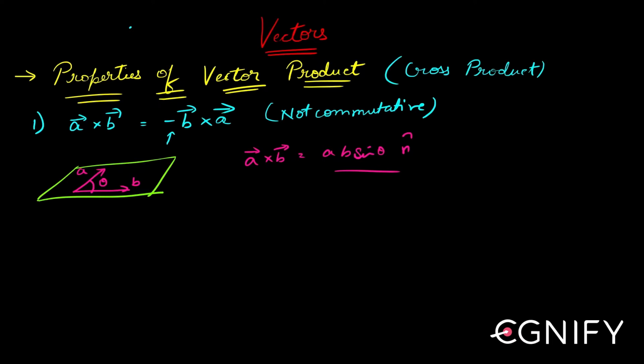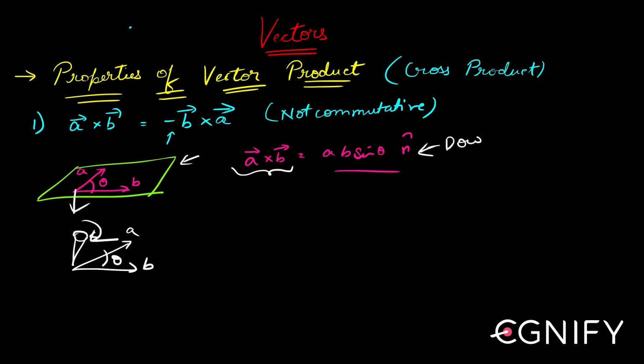Now the point is, what is the direction? Is it up or down? It's perpendicular, I know. It should be perpendicular to this green plane. The direction of this n cap, and this vector overall, should be perpendicular to this pink plane. Should it be up or down? For that, we take the screw. This is your A, this is your B. You rotate from A to B through the smaller angle, so you're rotating like this, which means the screw will go down. So this is downwards.